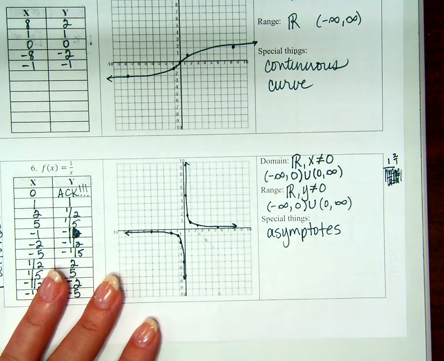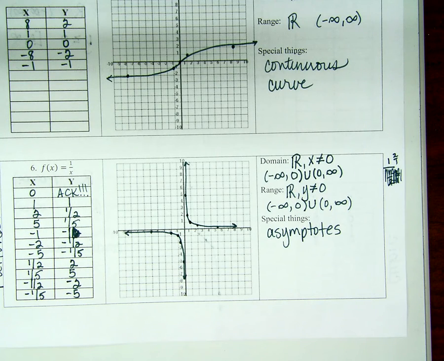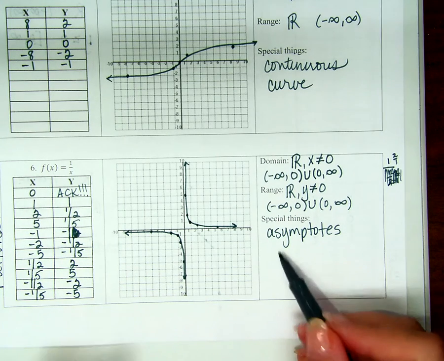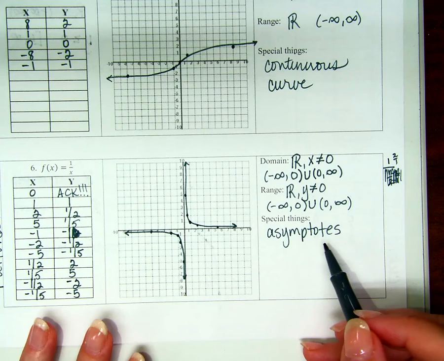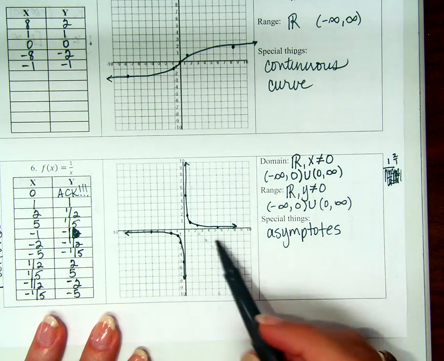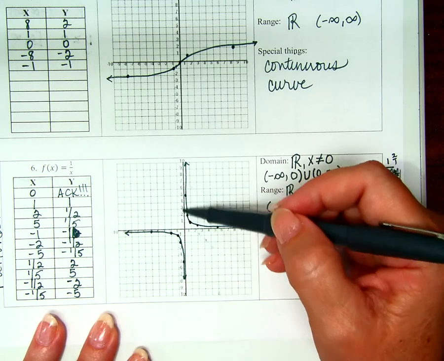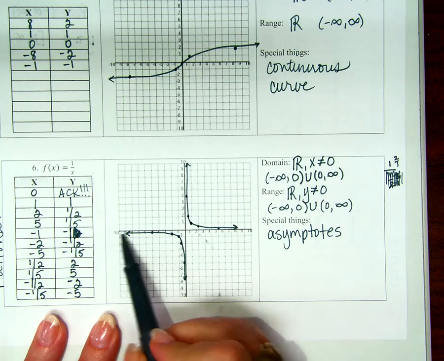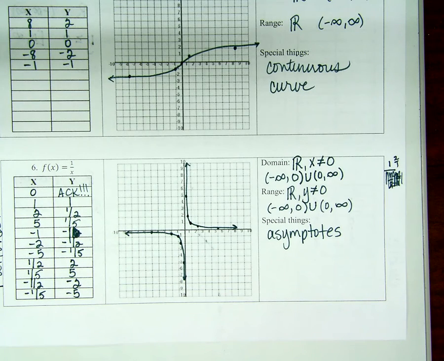What else should we write under special things? We don't have to write that, even though that's very true, because that's what that word means. It's not going to cross 0. It's not going to touch 0, because right here, there's an asymptote. And right here, there's an asymptote. I know that you don't know what that means yet, but we will get there, I promise.